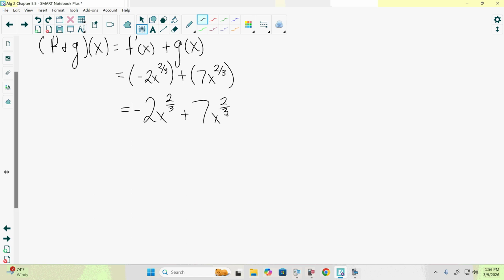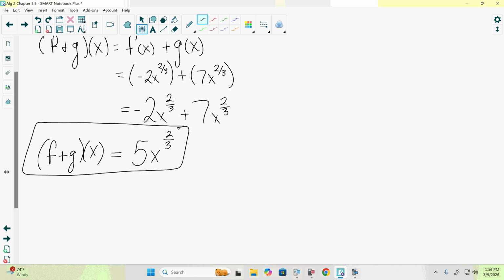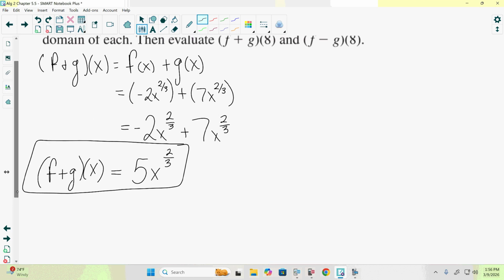Now, our variable expressions in both are the same. They're both x to the 2/3, which means we can add those coefficients. So negative 2 plus 7 is 5x to the 2/3. Now we will need to evaluate f plus g of 8. We need to evaluate the sum when x is 8, but we'll go on and find the subtraction, the difference first.